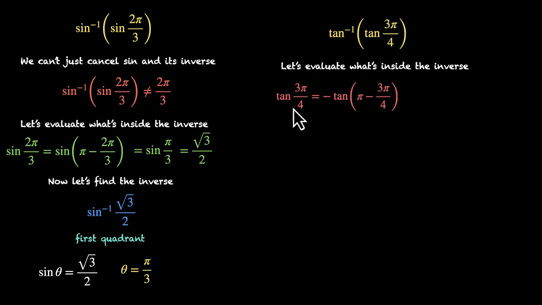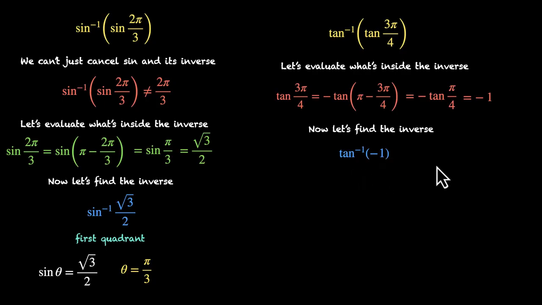Tan of 3 pi by 4, tan of theta, that's equal to minus tan of pi minus theta. So that's going to be pi minus 3 pi by 4, that's pi by 4. This is minus tan pi by 4, that's minus 1. So tan 3 pi by 4 is equal to minus 1. Now let's plug minus 1 here. What we need to do is find tan inverse of minus 1. Now what's tan inverse of minus 1?